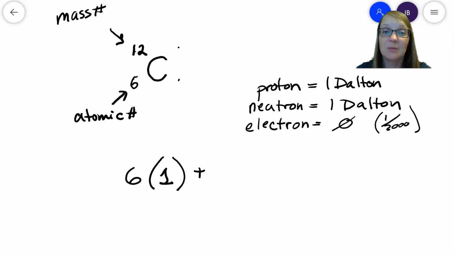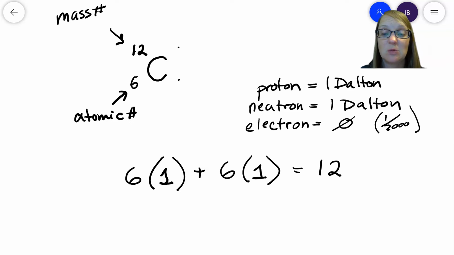Recall that we can calculate how many neutrons this particular atom has if we have the mass number and the atomic number. So in this case, we've got 6 neutrons, and again, each one has a mass of 1 Dalton. So we'll multiply that by 1. Electrons we're ignoring. Do the math. 6 times 1 is 6, plus 6 times 1 is 6. That would be 12 Daltons.